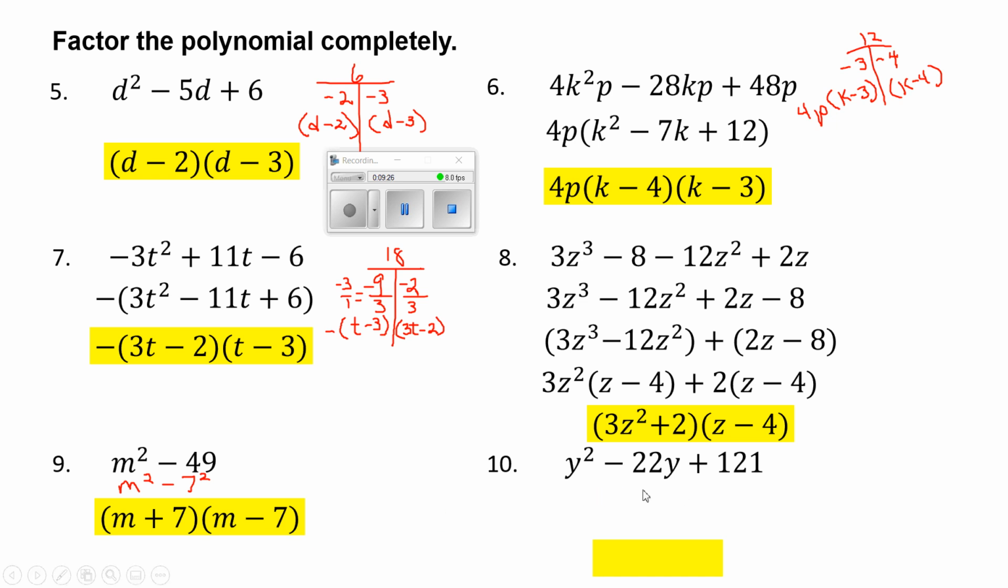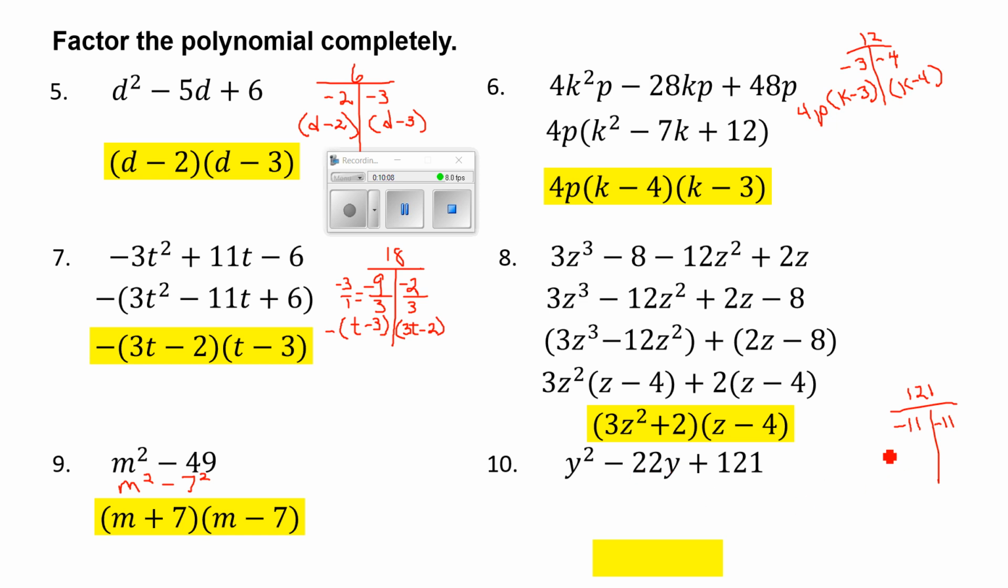Next is number 10. Number 10 is saying that we've got y squared minus 22y plus 121. So I have to ask myself, what two numbers, when I multiply them together, will give me 121? Right off the bat, I think of 11 times 11. And remember, this is 1 in front of here times 121, so that's why we're looking for factors of 121. Because a negative times a negative is a positive, that'll give us a positive 121, but it'll also give me negative 11 plus negative 11, which is negative 22.